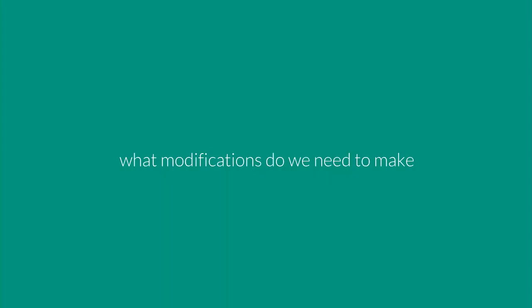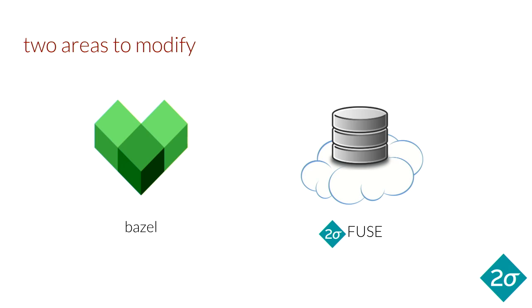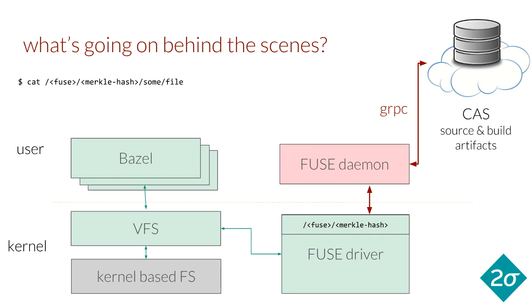So what modifications do we actually need to make? What glue code do we need to write to connect Bazel and the fuse system? First we have to modify Bazel and the fuse. Let's take a step back and talk about what's going on behind the scenes when we try to get information off a fuse mount. Say we want to either cat or get an extended attribute from some file.